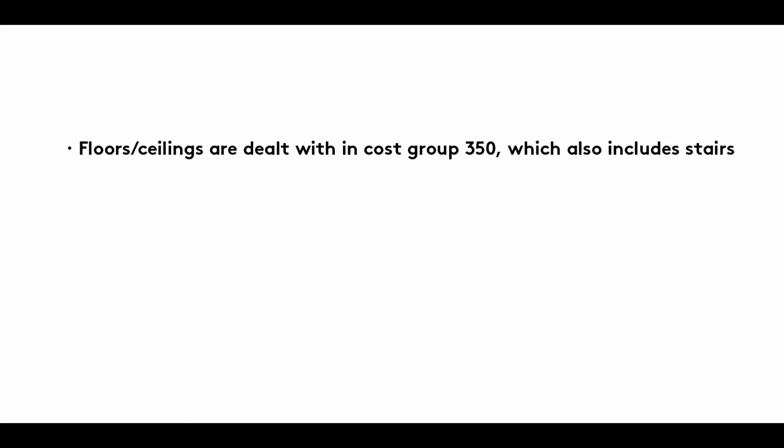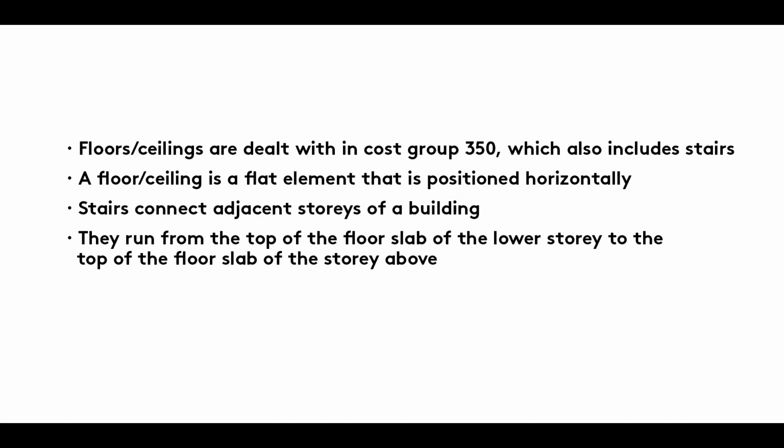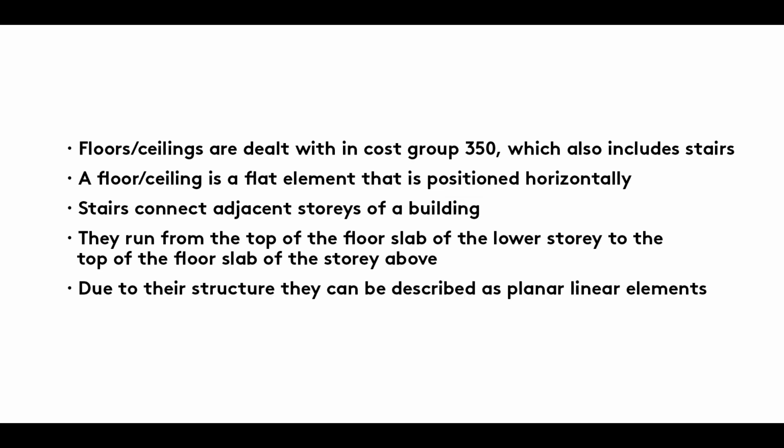Summary. Floors, ceilings are dealt with in cost group 350, which also includes stairs. A floor ceiling is a flat element that is positioned horizontally and both covers the room below it and forms the base of the room above it. Stairs connect adjacent stories of a building. They run from the top of the floor slab of the lower story to the top of the floor slab of the story above. Due to their structure, they can be described as planar linear elements.